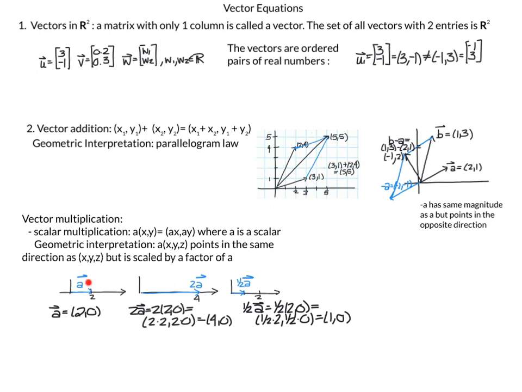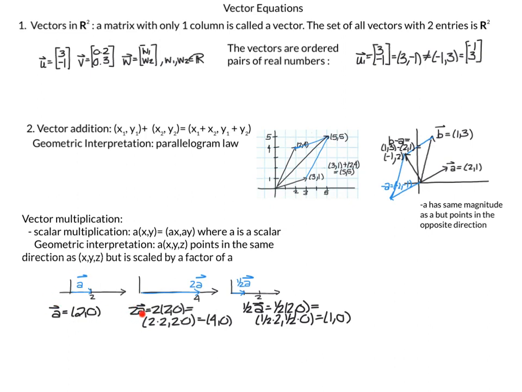So for example, the geometric interpretation is that our resulting vector a times x, y, z points in the same direction as x, y, z, our original vector, but is scaled by a factor of a. So for example, if our vector is equal to 2, 0, which I have graphed here, it's 0 along the y-axis, but 2 along the x-axis. So this is our original a.